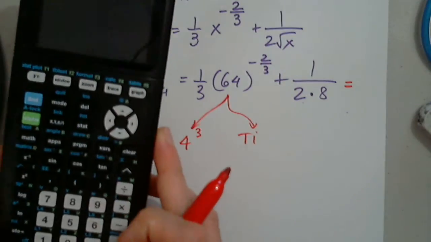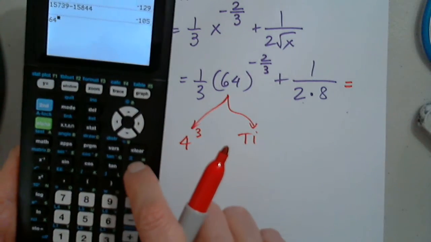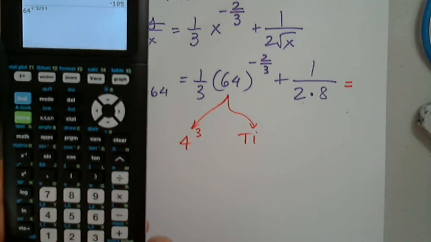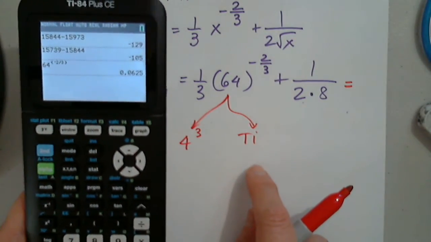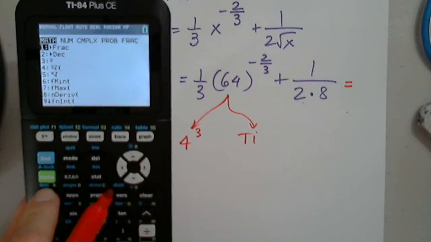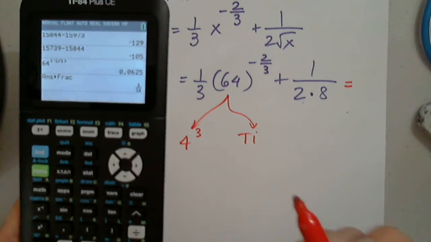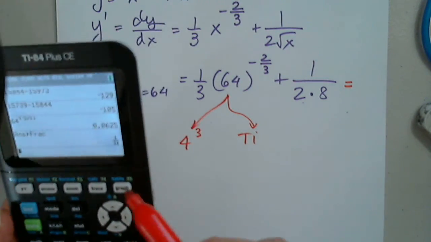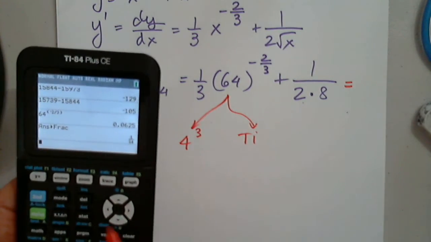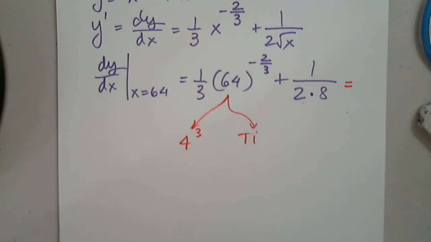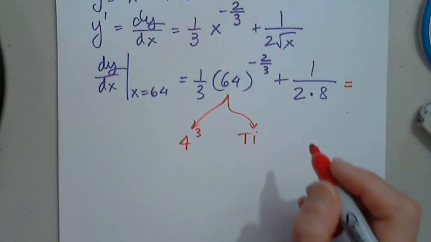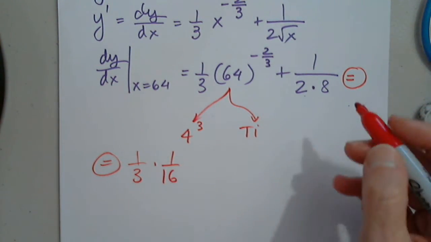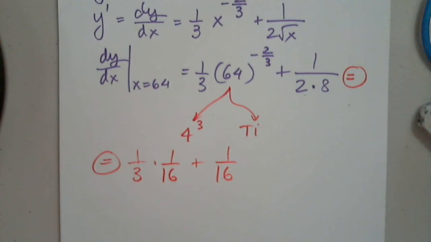So you can plug it in, 64, caret, in parentheses, negative 2 divided by 3. You're going to get a decimal number, which is not acceptable. Another possibility is to click on math and go to fraction and change it into a fraction. It's exactly what I just said, 1 over 16. But 0.0625 is not acceptable unless it's a word problem. Here I have to write it as 1 over 16. So I'm continuing here as 1/3 times 1 over 16 plus 1 over 16.